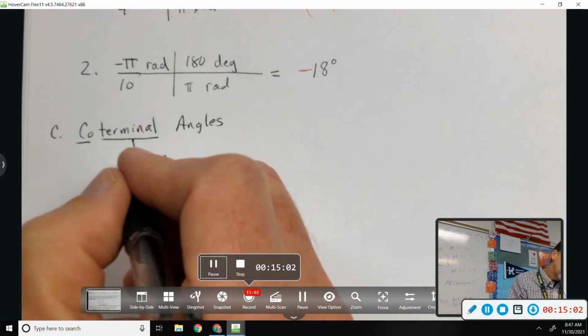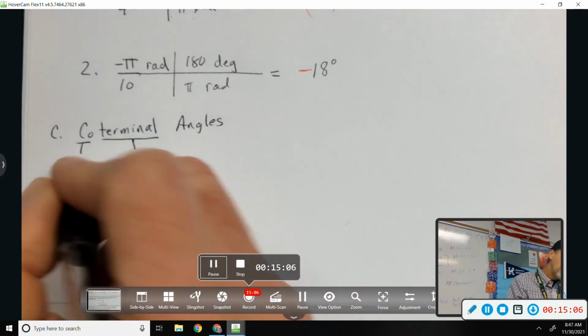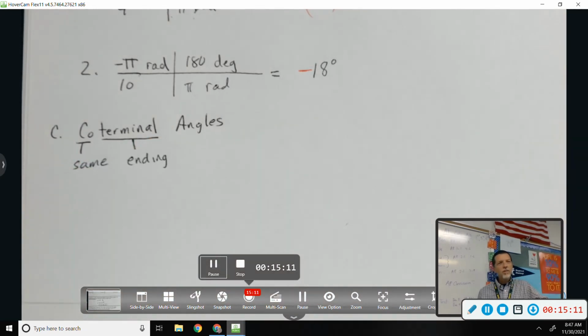So if it's coterminal, what does co mean? Partner, both, or same. They're all ending. So we're going to have angles that end at the same place.